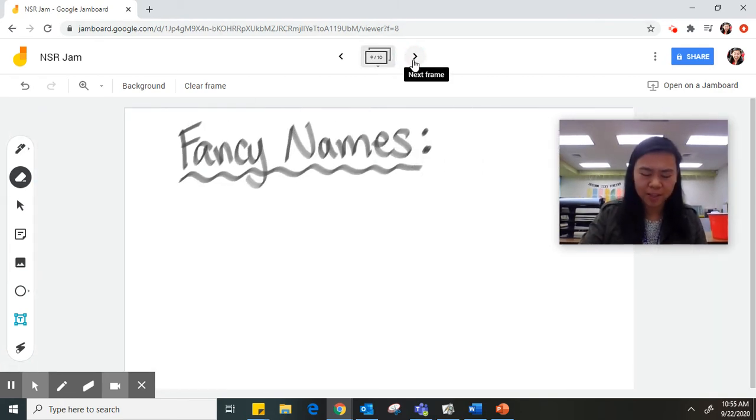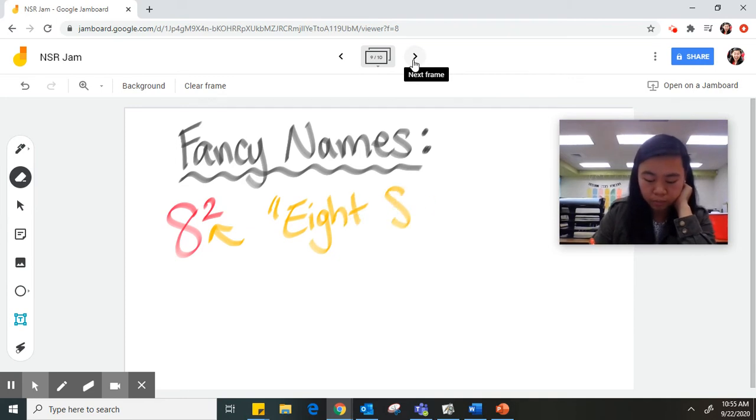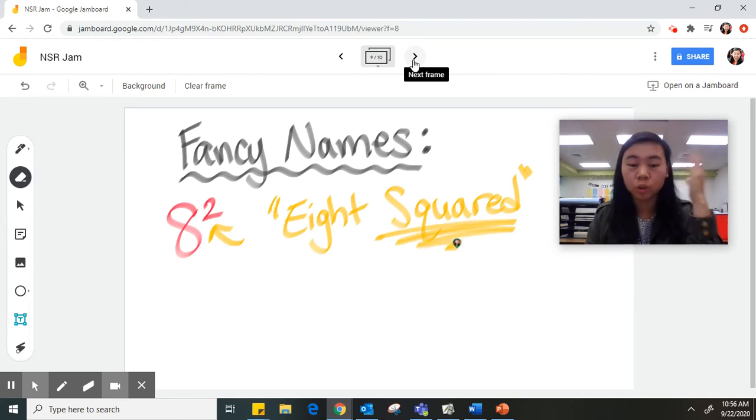All right, so now let's go over some fancy names here. We know what our base looks like. We know what our exponent looks like. I'm just going to give you an example here. If we had 8 to the 2nd power, if you see this 2 right here, we can also read this as 8 squared. So we can read it as 8 to the 2nd power or 8 squared. Remember that word squared. If you see squared, that means it has an exponent of 2.